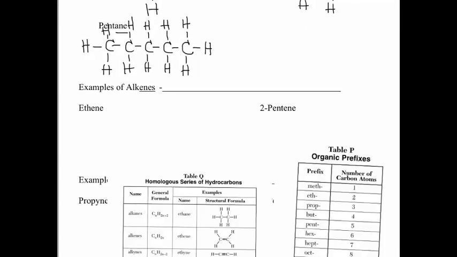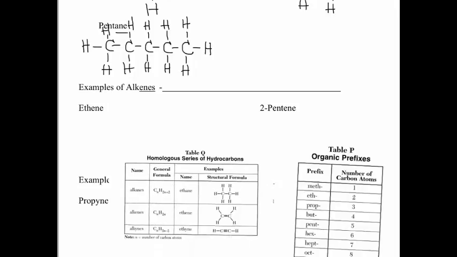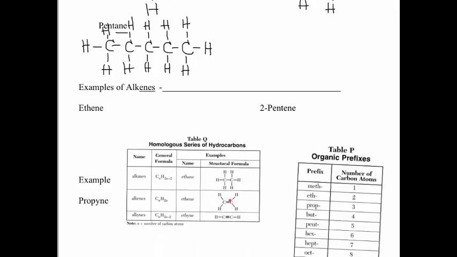Now let's look at alkenes. Alkenes are alkenes because they have at least 1 double bond in them.